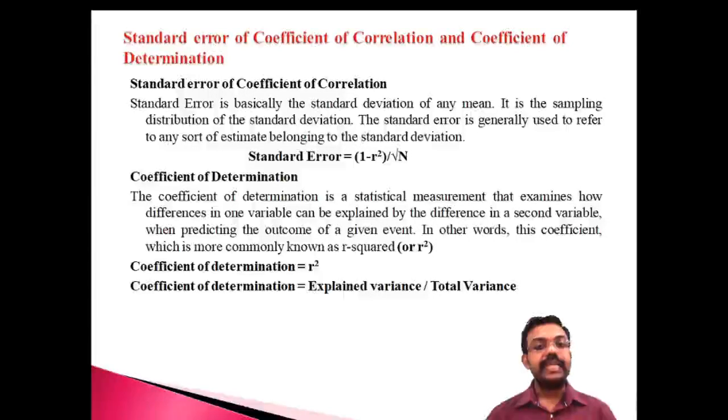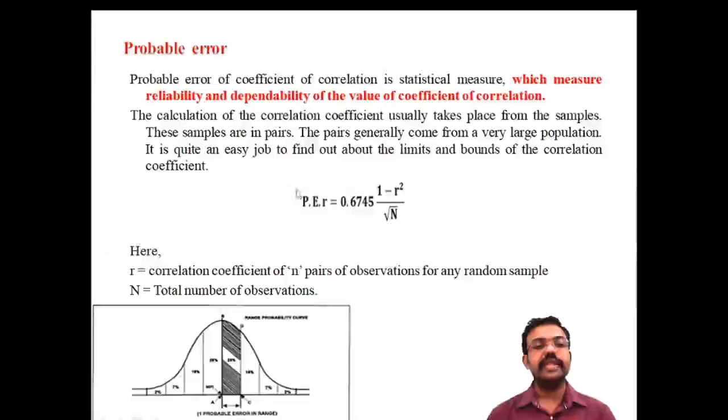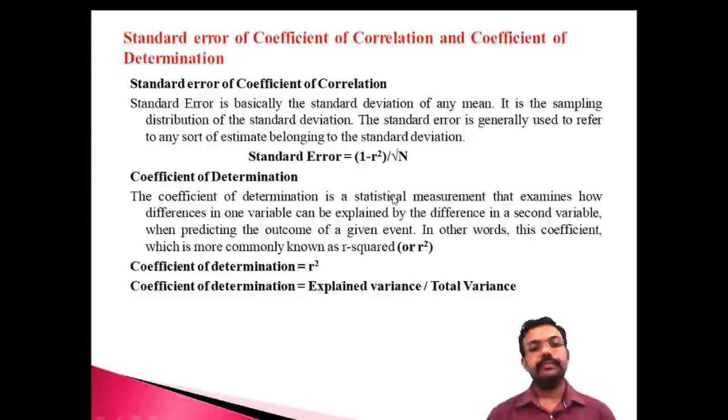Standard error is basically the standard deviation of any mean, the sampling distribution of standard deviation. The standard error is generally used to refer to any sort of estimate belonging to the standard deviation. That is one of the important elements, the standard error in the coefficient of correlation. The formula is 1 minus R square divided by root n. All parameters are the same: R is the coefficient of correlation and N is the number of observations.